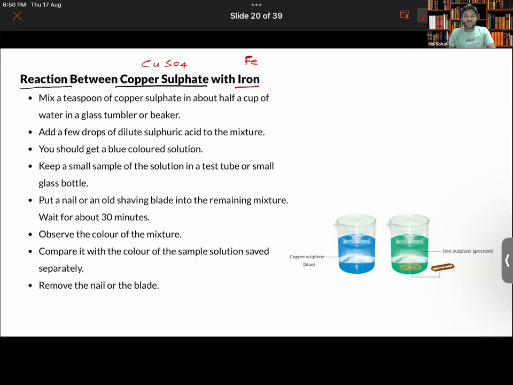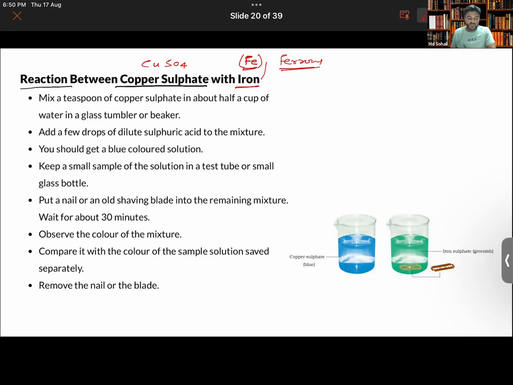In chemistry, we represent elements and compounds with the help of their symbols. The symbol of iron is capital F small e. In your class 9th and 10th, you will get to know that metals or elements have got their Latin names as well, derived from different origins. Iron's Latin name is ferrum as well. So in short, we call it Fe.